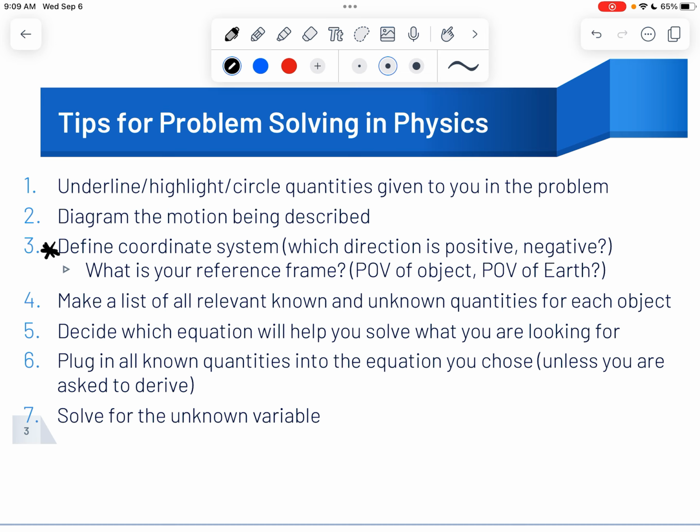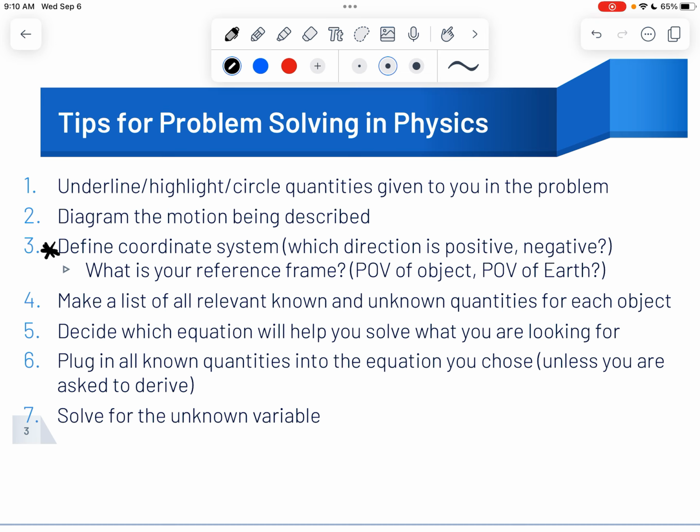From there, especially in these kinematics sort of problems, I'm going to create a quick list of our variables. What are some things that we know? What are some things that we don't know? What is it that the question is asking us to solve for? From there, that list of our known and unknown quantities is going to help us decide which equation we're going to have to apply to our scenario.